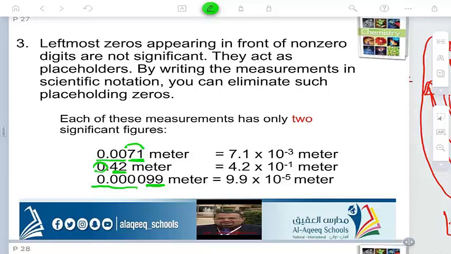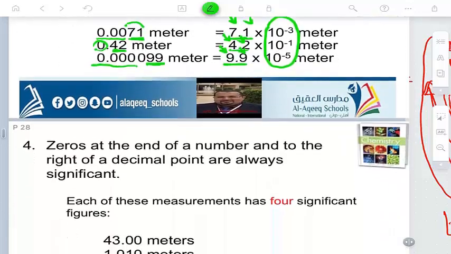If we represent any of these numbers in scientific notation, we count the values here as 2 significant figures as well. We are talking about the coefficient here. What about the exponent? We don't count it at all. This is rule 3.